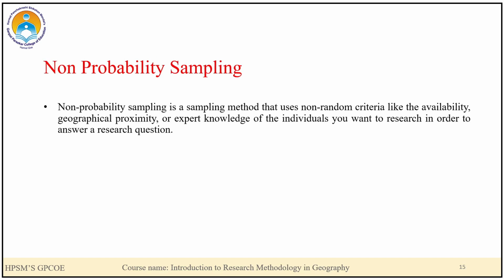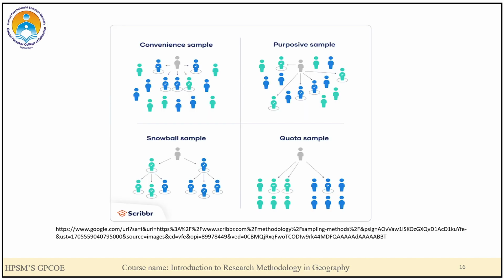Non-probability sampling. This is the second main classification of sampling. Non-probability sampling is a sampling method that uses non-random criteria like availability, geographical proximity, or expert knowledge of the individual you want to research in order to answer the research question. Here, the first type we have is the convenience sample, then purposive sample, snowball sample, and the last one is quota sample. This picture clearly indicates how these sampling technique types function.